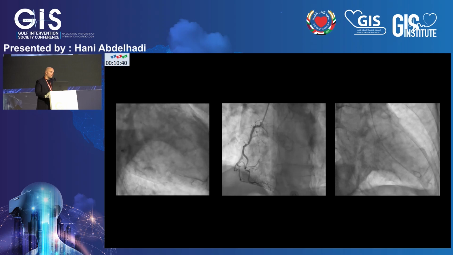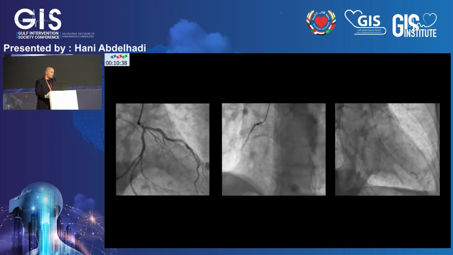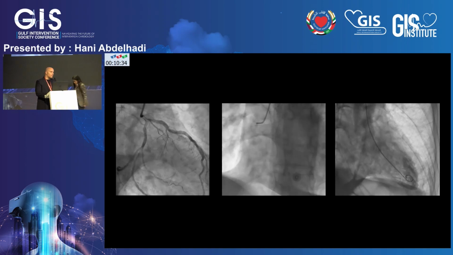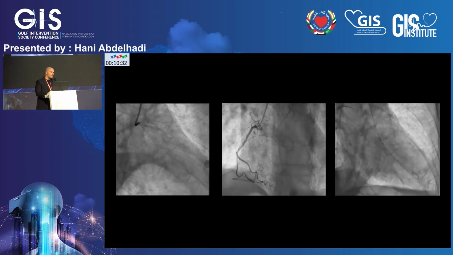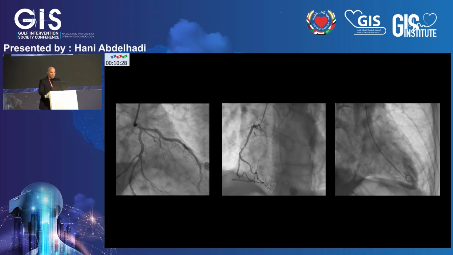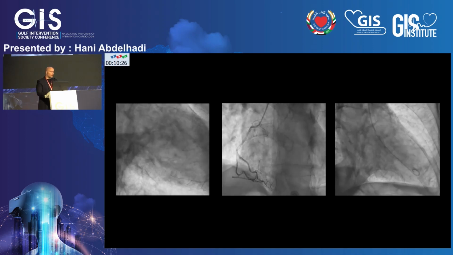We can see here that it's mostly a left dominant system. There is some disease in the LAD, but there's TIMI 3 flow everywhere. This is not clearly a STEMI. We did an LV gram. The EDP was slightly high, but he has normal left ventricular function.